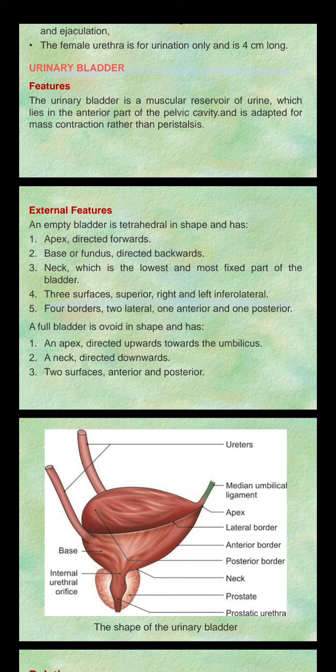It has three surfaces. First, the superior surface. You can see the apex and the posterior border in the diagram; the area between the apex and the posterior border is the superior surface. It has right and left inferior lateral surfaces, which are not shown in this diagram. I'll show you later. And four borders: two lateral borders, one anterior border, and one posterior border.